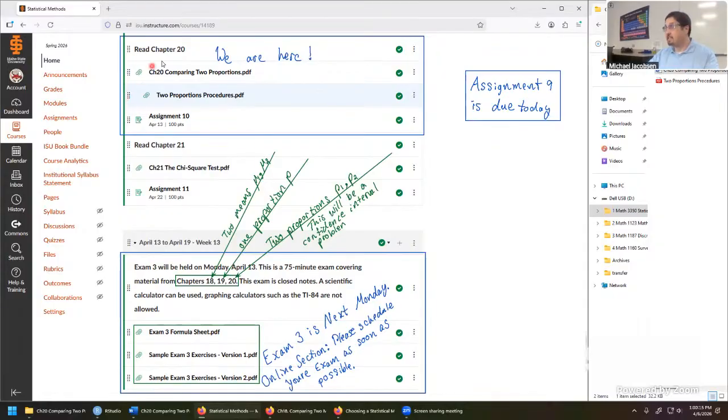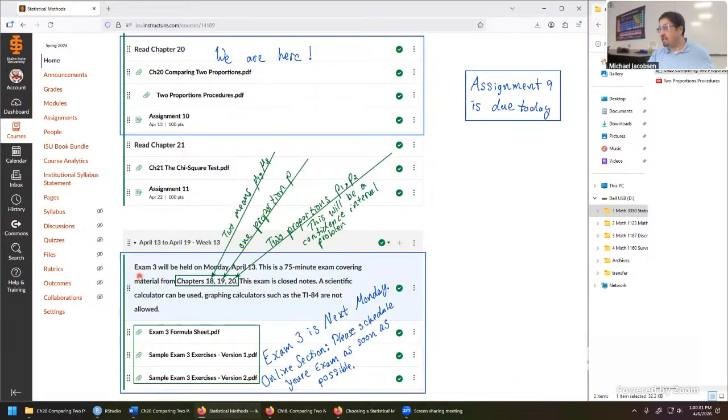So welcome back, everyone. We're just about to start chapter 20, looking into the difference between two proportions. We'll start with a confidence interval problem and then end with a hypothesis test. But the bigger announcement is that our exam 3 has now been written.